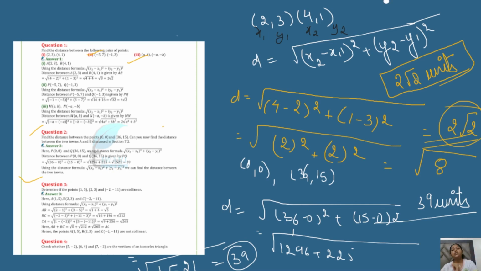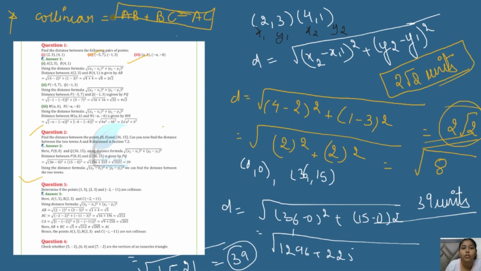Okay, here there are some points to remember. Just note them down. If you have any notebook, just write them out. They will be very important for you. To prove that the points are collinear, what is the condition? Distance of AB plus distance of BC must equal distance of AC, then only the points will be collinear. Just make sure to write it down.